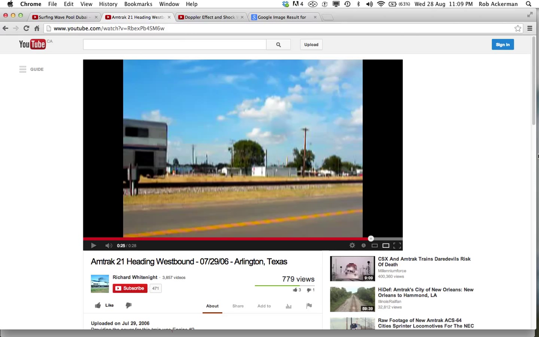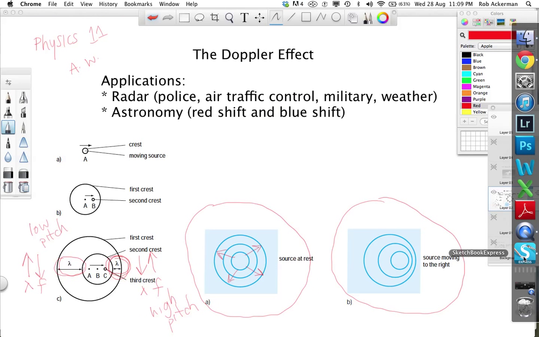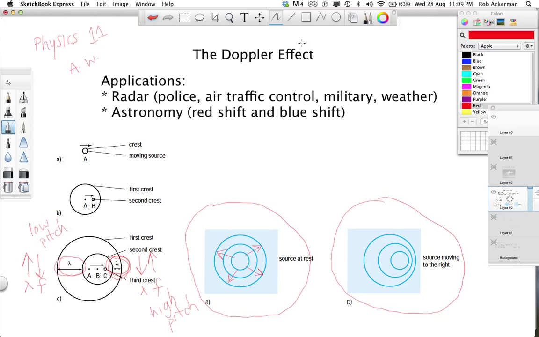Okay, so there you have it. Now, that phenomenon has a name. It's called the Doppler Effect, and it applies anytime you have a wave source that is moving and someone is observing the motion of that source. Okay, so what are some other applications of this?